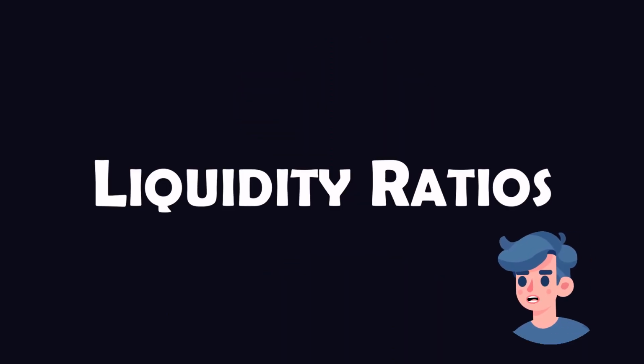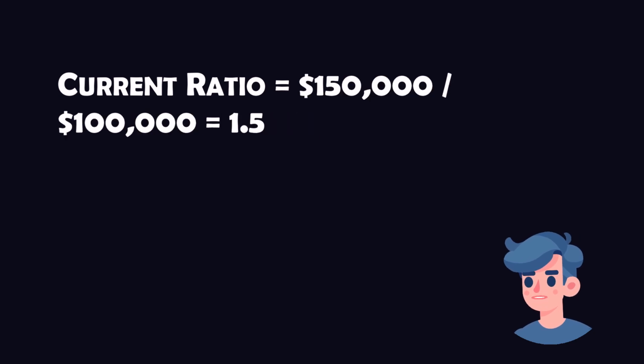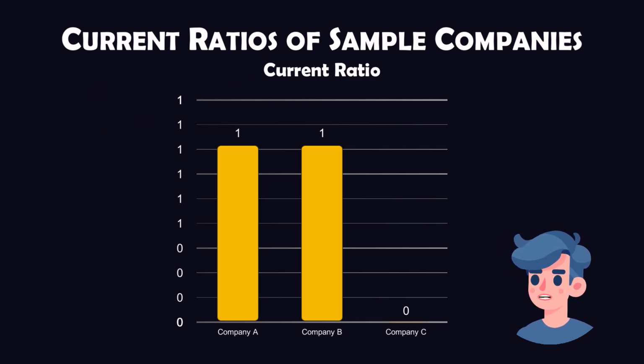Let's start with liquidity ratios, which measure a company's ability to cover its short-term obligations. The current ratio is one of the most commonly used liquidity ratios. It is calculated by dividing a company's current assets by its current liabilities. For example, if a company has current assets of $150,000 and current liabilities of $100,000, the current ratio would be 1.5. A current ratio above 1 indicates that the company can cover its short-term obligations, whereas a ratio below 1 suggests potential liquidity issues. Let's visualize this with some data.